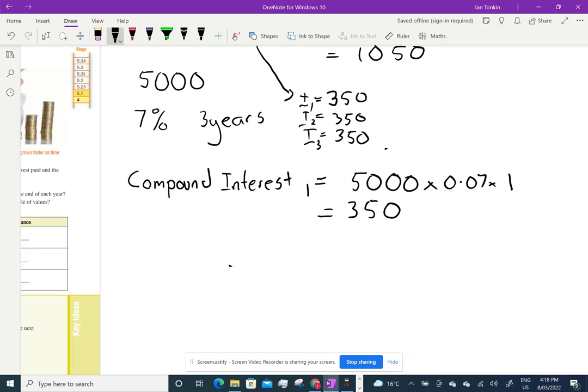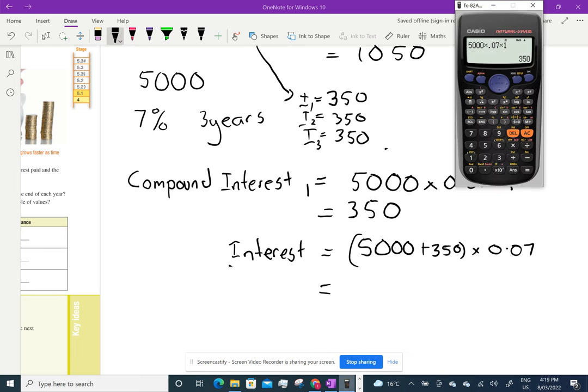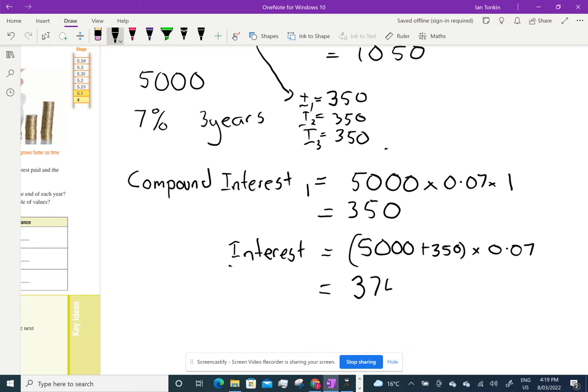But in the second year, we add it. So we get the compound interest in the second year equals, well, we've got to add that 5,000 to the 350, and we've got to go times 0.07. Again, we don't need to do the times 1. So we'll get my calculator up, and this time it's 5,350. And all of a sudden you see that the interest has gone up. What was that? 374.50.